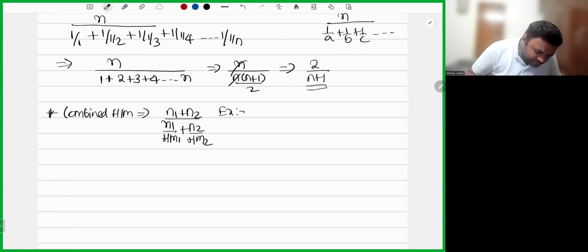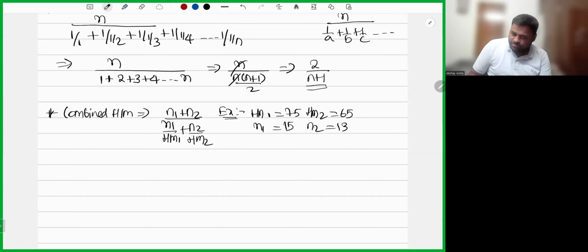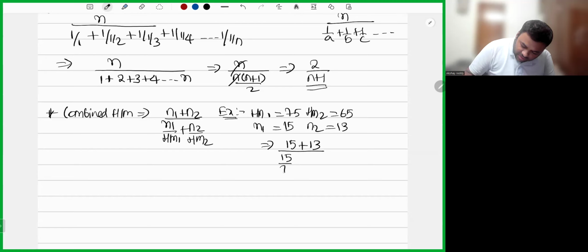Say for example, I am having N1 is equal to 75, N2 is equal to 65. HM1 is 75, HM2 is 65. N1 is given as 15, N2 is given as 13. He's asking combined HM. Same again: (15 plus 13) whole divided by (15 by 75 plus 13 by 65).